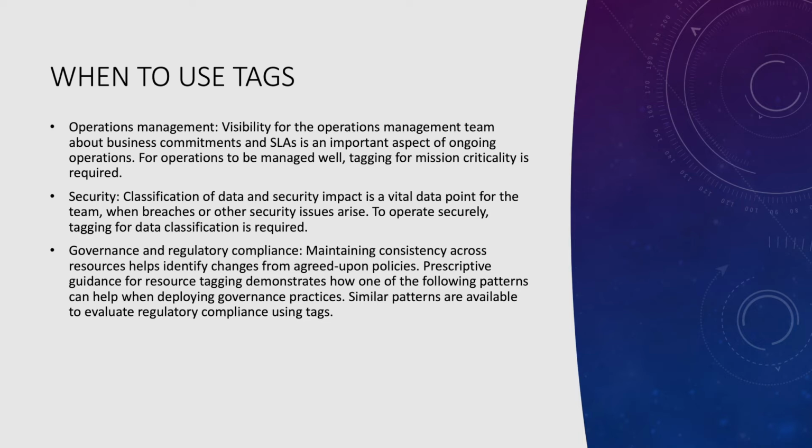So for operations management, for visibility into the operations management team about business commitments, for service level agreements, it's really important for operations to be managed well, and tagging for mission and criticality is important. So if you have a primary database, if you have a primary system that manages all your business logic, if you have a Kubernetes deployment that manages all of your data transformation between website and database, those would be critical, and you can tag them as critical.